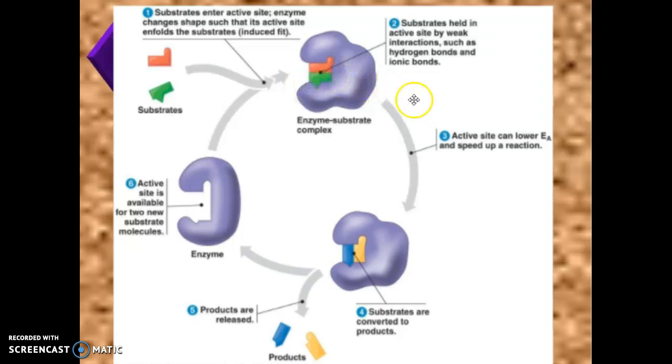The enzyme is going to lower the activation energy. It's going to somehow change the shape of the substrates to make their bonds possible. Notice that we started out with a long and skinny, and now we've got a tall and skinny, I guess. But again, this is going to lower the activation energy. It's going to allow the reaction to happen faster.